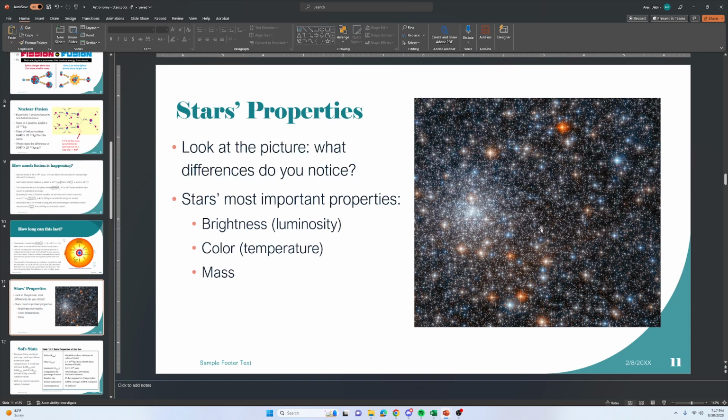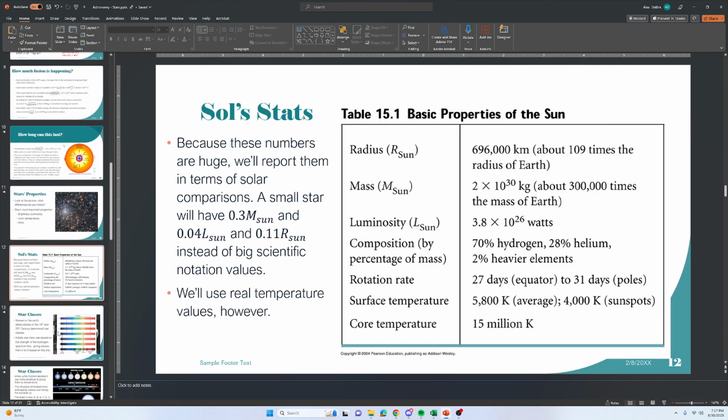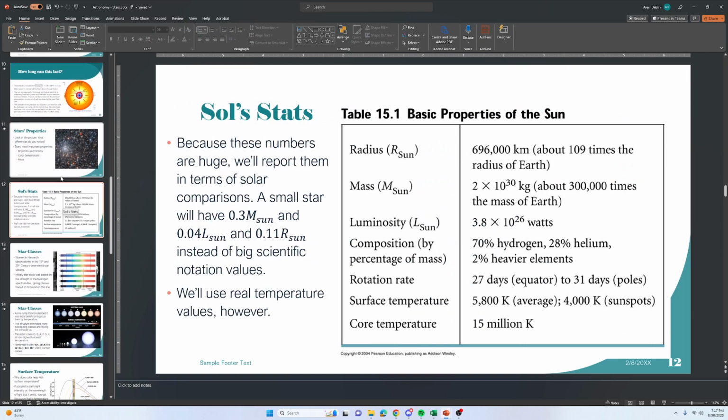So the color is a big thing, but not as big as you might think. And then there's brightness, how bright is the star, and then its mass. And the big one in this is going to be the mass. The mass will determine a lot of these things over here. Not necessarily, but it has a big effect on it.